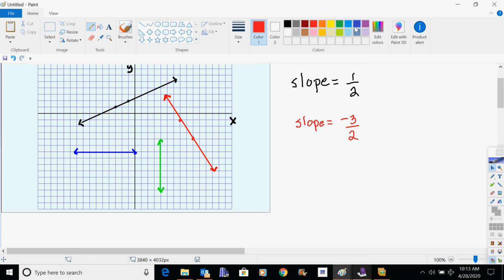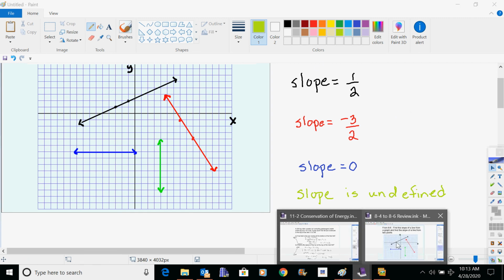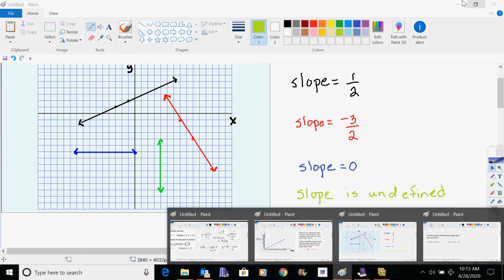Okay, we have the special ones. The horizontal ones, the slope equals 0, if you remember from our talk. And the vertical one, this way, the slope is undefined. Or you could write no slope, but I prefer undefined. So vertical undefined, horizontal 0. The others that are tilted, you have to count the rise over the run. Just to remind you. Okay, there's that. Get rid of this one.